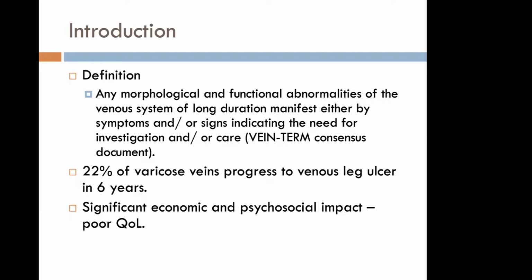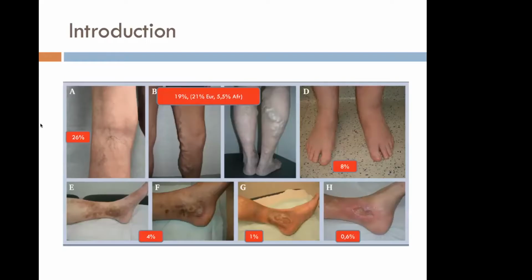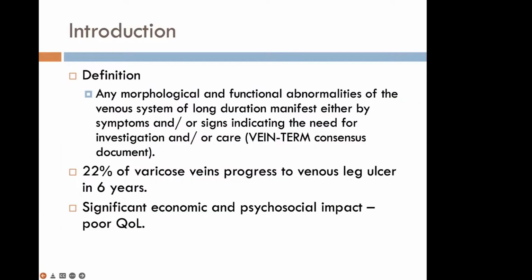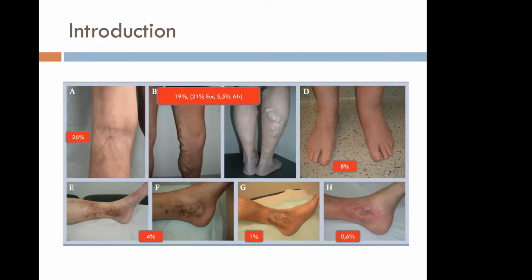And we all know that once the patients reach that stage of chronic venous leg ulceration, that carries with it significant economic and psychosocial impact, which results in poor quality of life. And not only that, if a patient has a chronic venous leg ulceration, their quality of life is said to be as poor as that of somebody who's got an advanced malignancy. So we need not look at this lightly. Can move on.